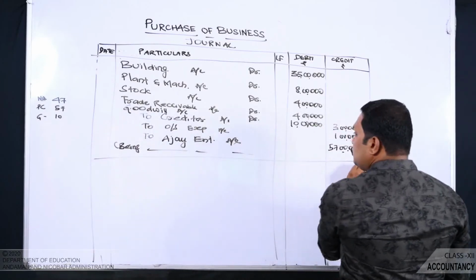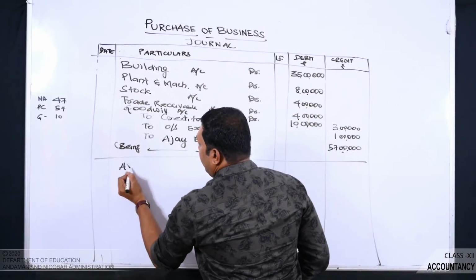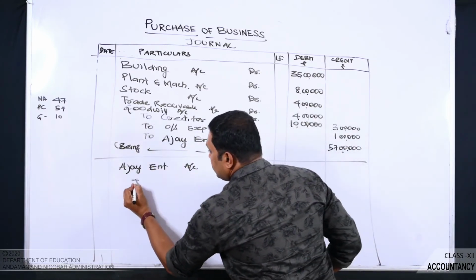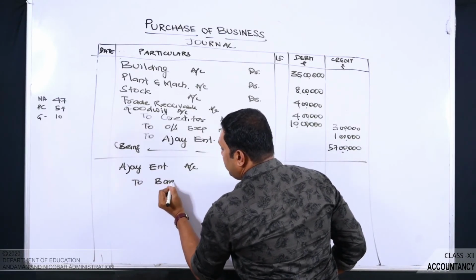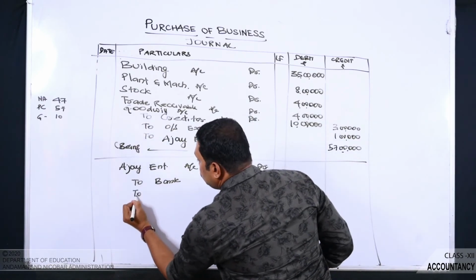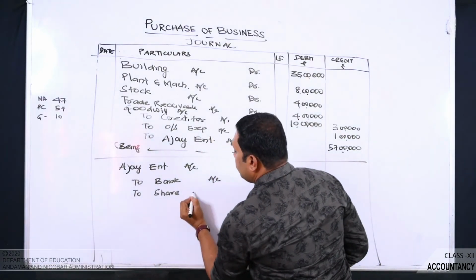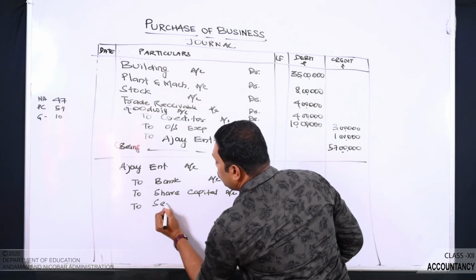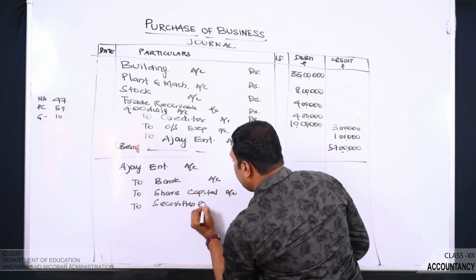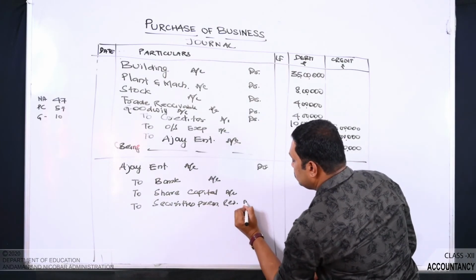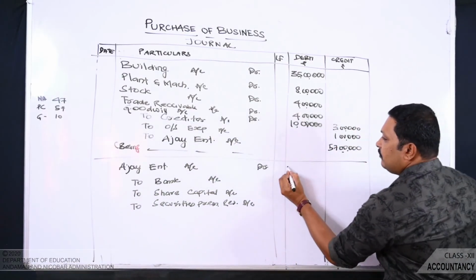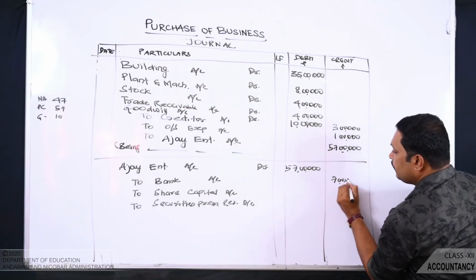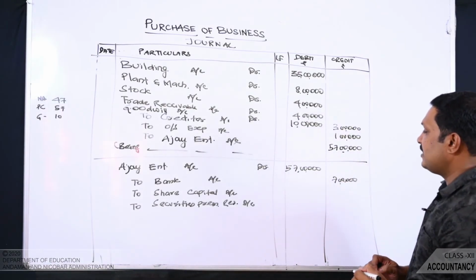Now issue shares to Ajay Enterprise. Ajay Enterprise account debit. In return we pay some by check, so to bank account because we are paying through check. And we issue share capital, so you have to write to share capital account. And we issue at share premium, so to securities premium reserve account. How much are we paying? We have to pay 57 lakh to Ajay Enterprise. How much through check? 7 lakh through check. How much is left now? 50 is left.